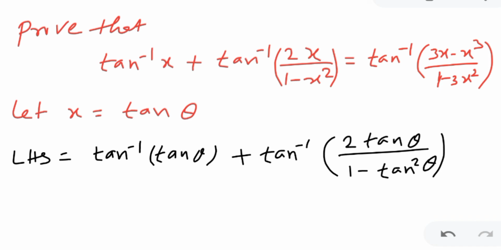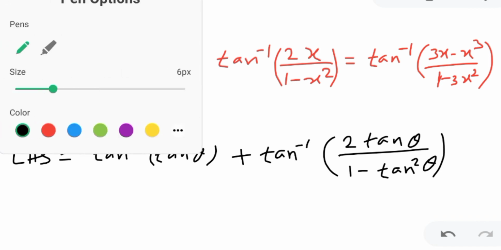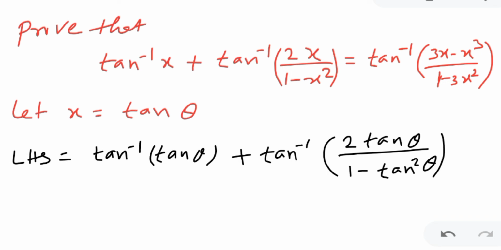And in the previous videos I discussed that this is the formula for tan 2 theta: tan 2 theta is equal to 2 tan theta divided by 1 minus tan square theta. So using this formula, what is the formula?